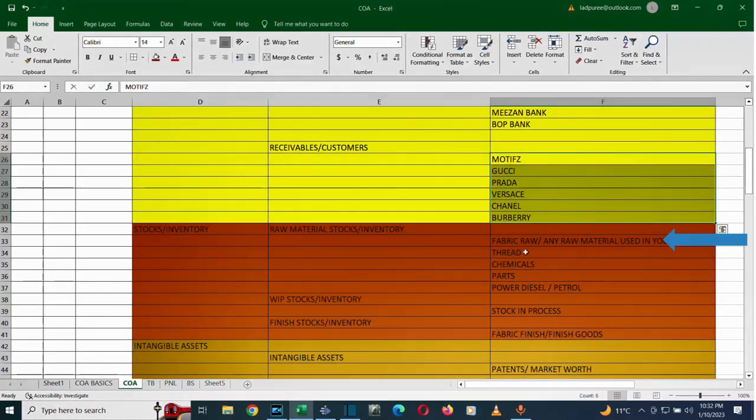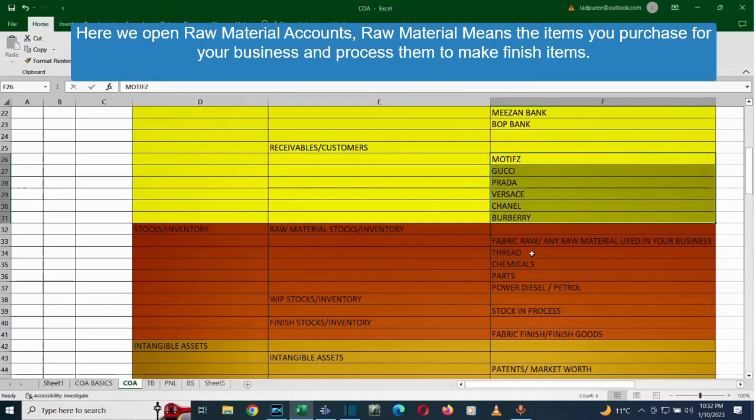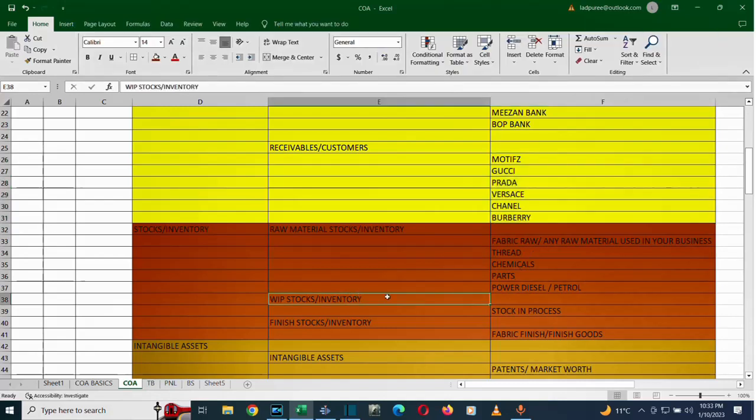And then we open raw material name stock account under raw stock inventory account. Here we open raw material accounts. Raw material means the items you purchase for your business and process to make finished items. Then we open work in progress material name stock account under work in progress stock inventory account. Work in progress, also called WIP.